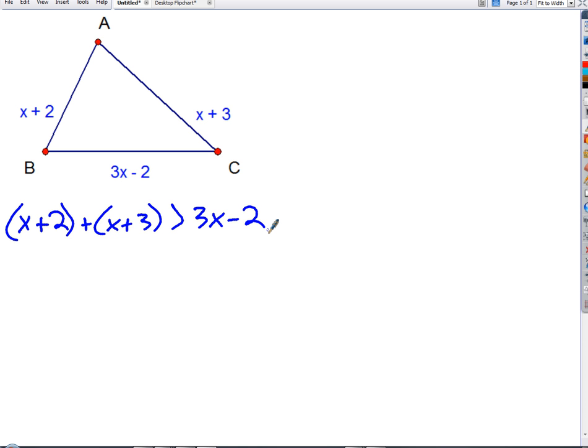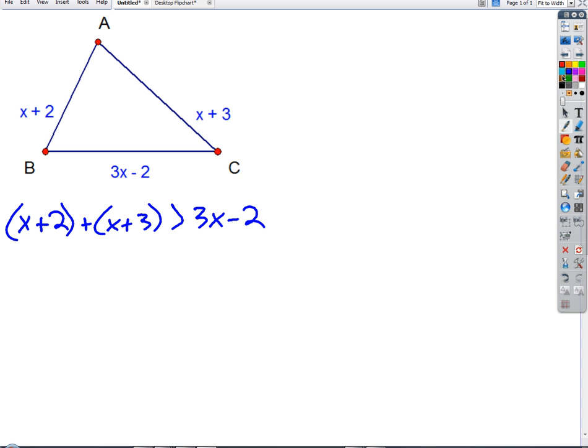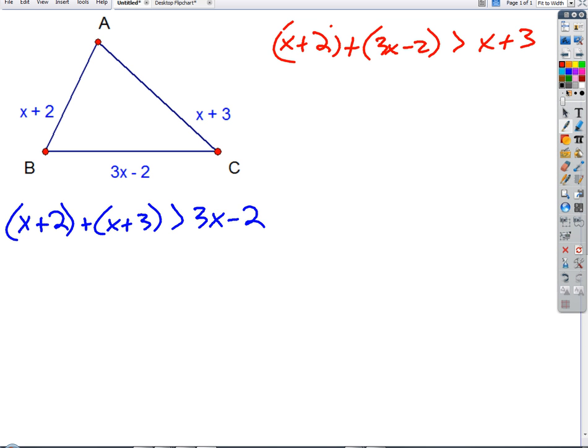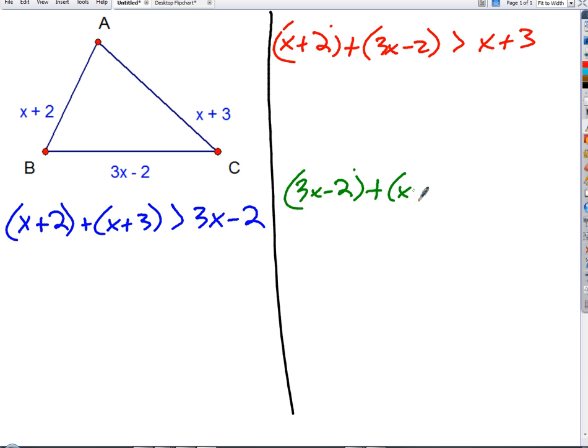I also know that x plus 2 plus 3x minus 2 has to be greater than the third side, x plus 3. And I also know that, what's the other combination I didn't do yet? 3x minus 2? Good, plus x plus 3 has to be greater than x plus 2. Okay? Those all 3 have to be true, so I'm just going to solve each one of those.